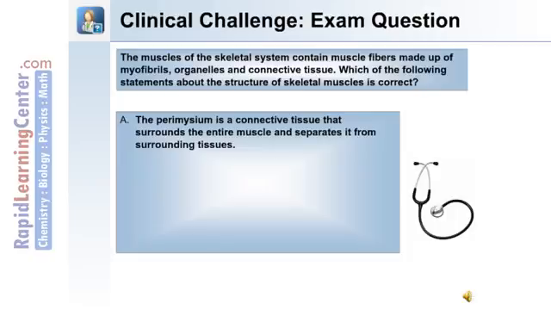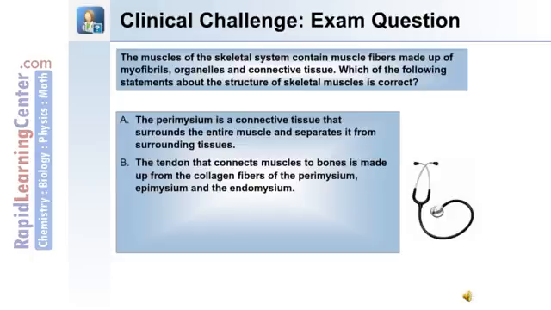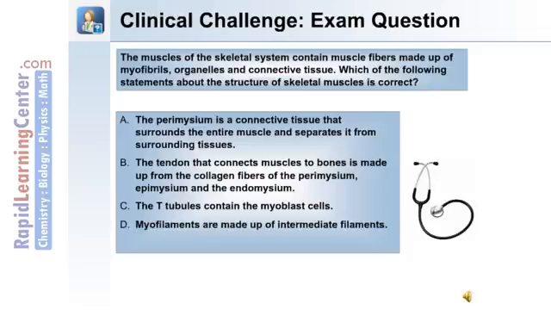A. The perimysium is a connective tissue that surrounds the entire muscle and separates it from surrounding tissues. B. The tendon that connects muscles to bones is made up from the collagen fibers of the perimysium, epimysium, and the endomysium. C. The T-tubules contain the myoblast cells. D. Myofilaments are made up of intermediate filaments. Or E. The sarcolemma surrounds the individual myofibrils.